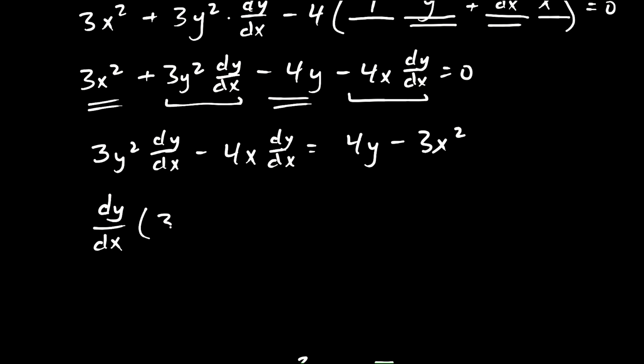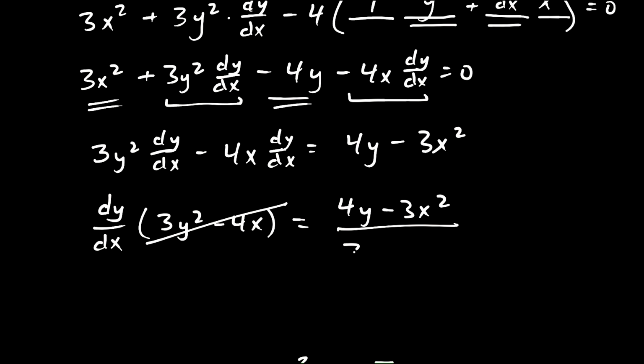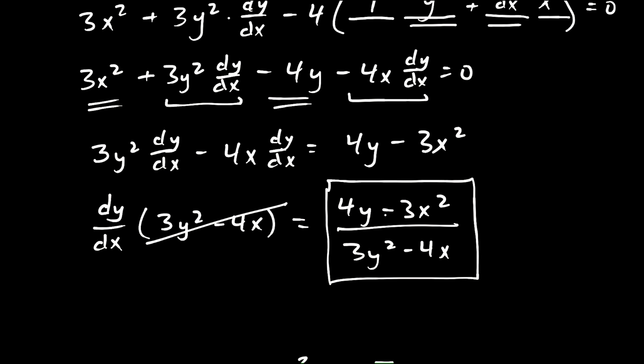And when we do that, we're left with 3y squared minus 4x as the factor equals 4y minus 3x squared up here. And the final step is to solve, so we simply divide both sides by that factor, and we'd have 4y minus 3x squared over 3y squared minus 4x, and we are left with our derivative of that curve at any point.